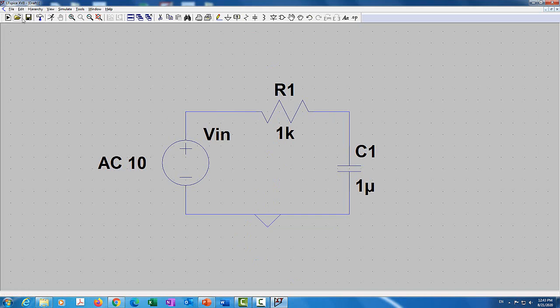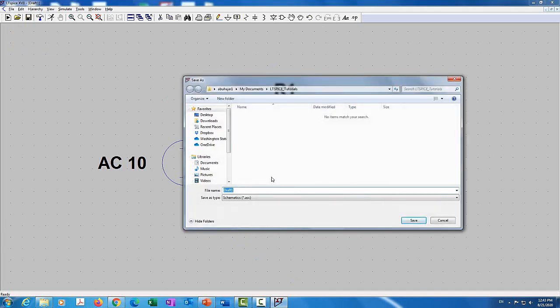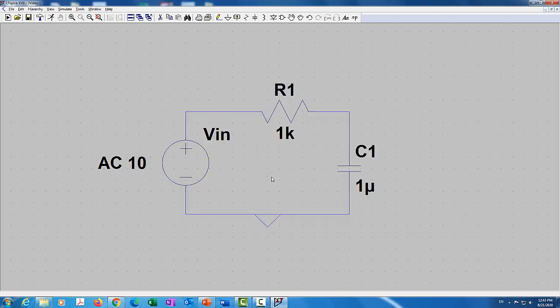So I'm gonna save, and I like to do save as. The default is draft, but I can call it video 1, for example, to know that this is for the tutorial video.